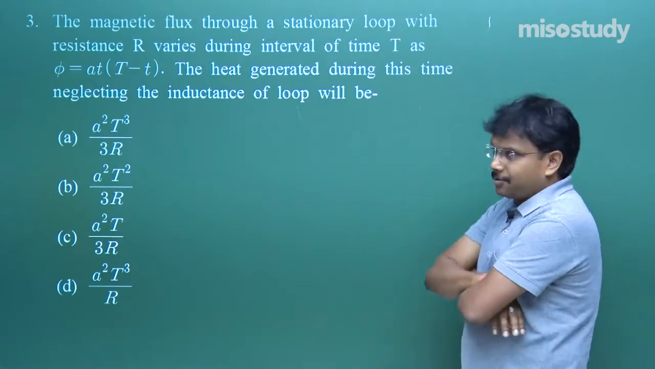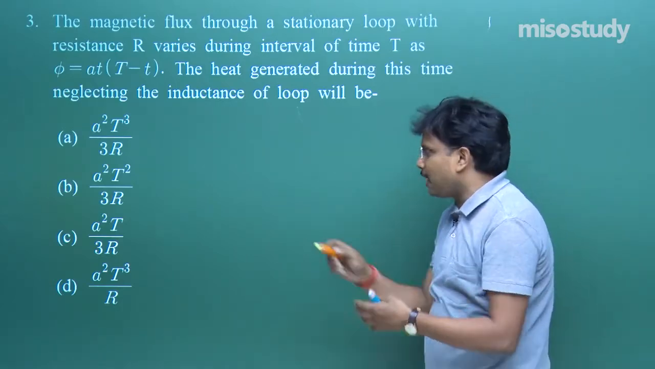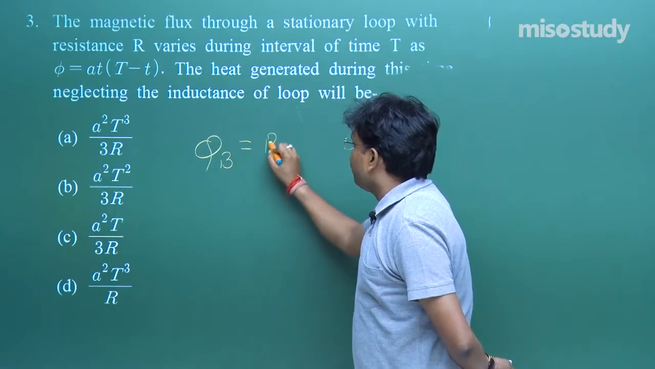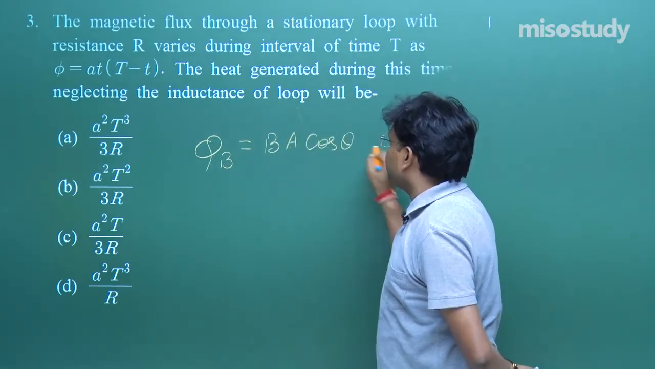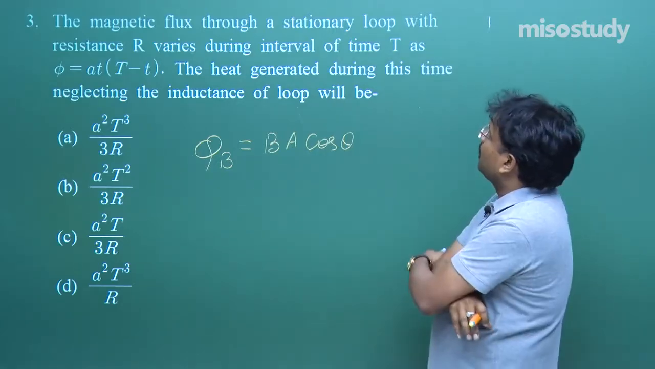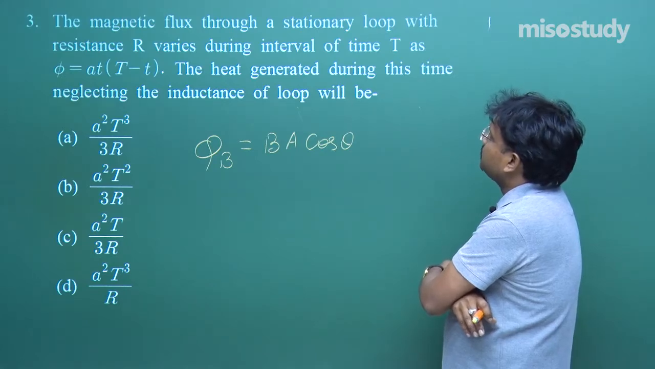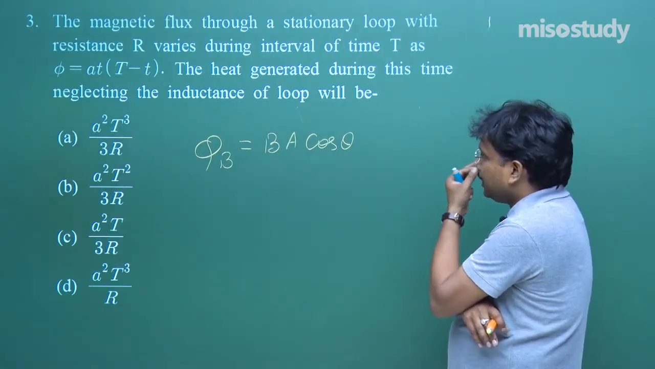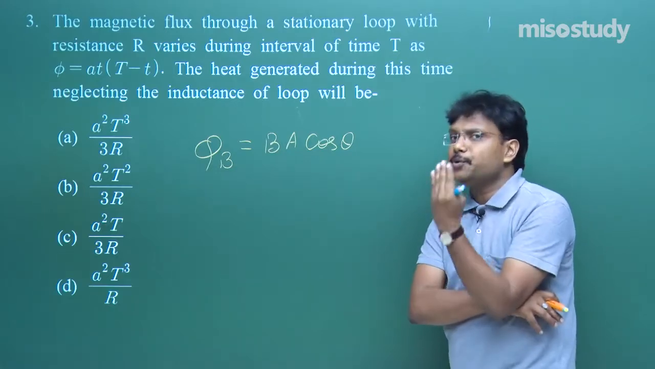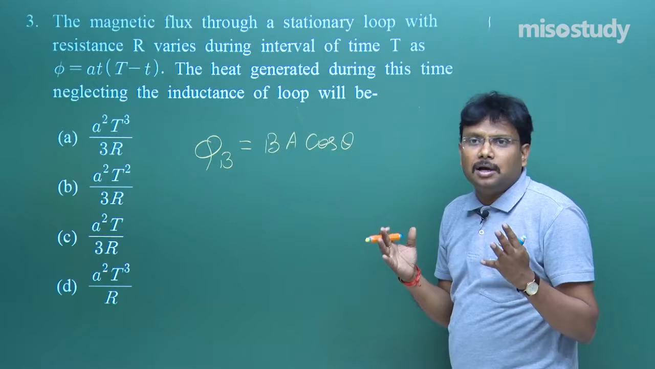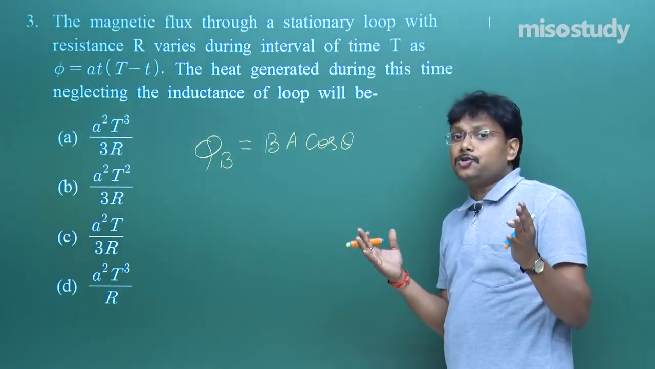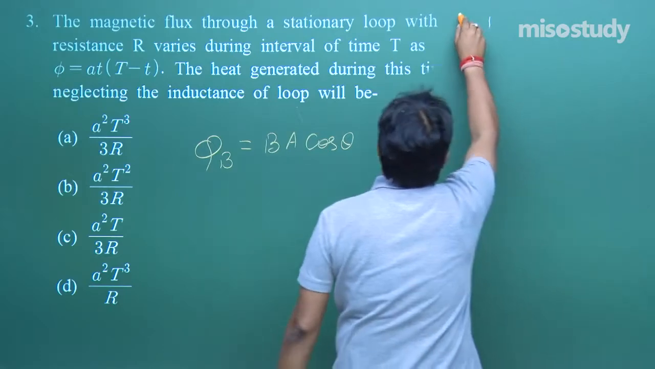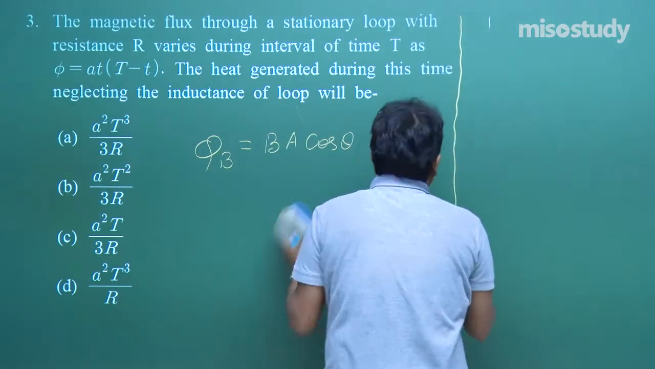Now, the magnetic flux, this sentence comes into your mind, phi B is equal to B A cos theta. This formula should come in your mind anyway. With resistance R, the flux varies during interval of time t as phi is equal to AT into t minus t. The heat generated during this time neglecting the inductance of loop will be how much? Ultimately, in this question also they are asking about induced EMF. Only then you can find the heat H is equal to I square R T type of relation. Okay. So, from here we will start our discussion of this particular question.